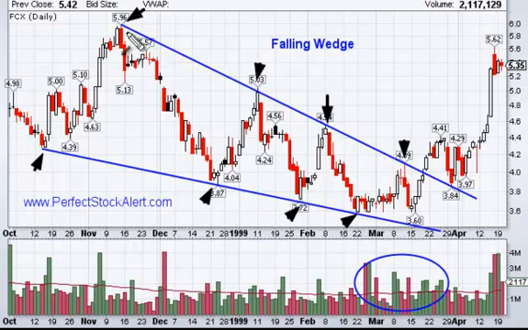Remember, this is a falling, which is pointing down, but it is a bullish signal. It tells you that the price activity is likely to break to the upside whenever you see this. It is not confirmed until it does break. And we'll show you that here.